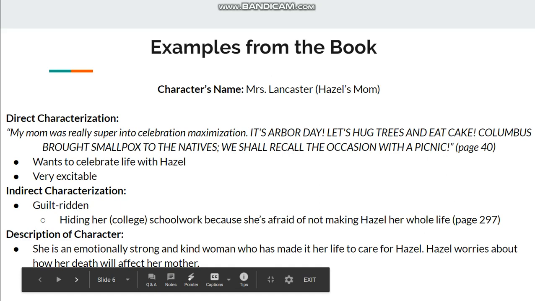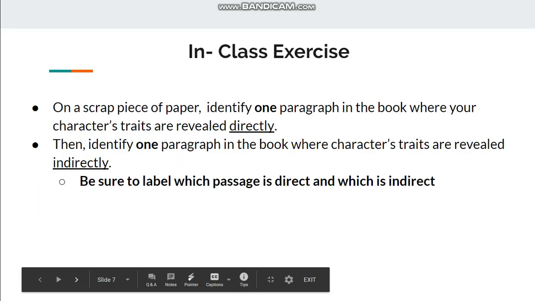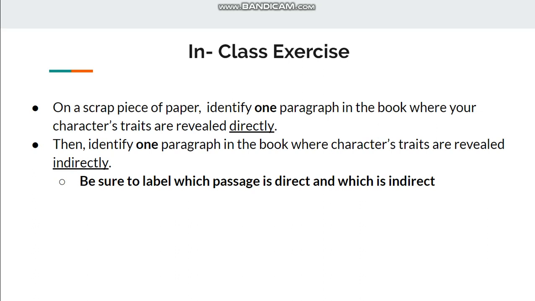Now that you've seen an example from the book, I'd like you to repeat the previous exercise on a scrap piece of paper or on the back of your worksheet. Identify one paragraph in the book where your character's traits are revealed directly. Then identify one paragraph in the book where a character's traits are revealed indirectly. Be sure to label which passage is direct and which is indirect.